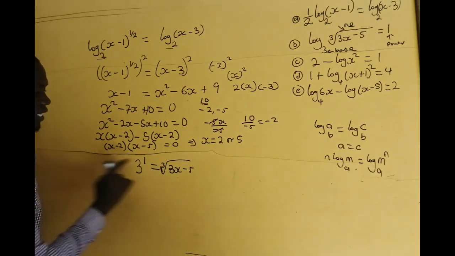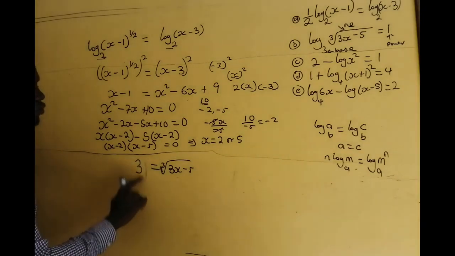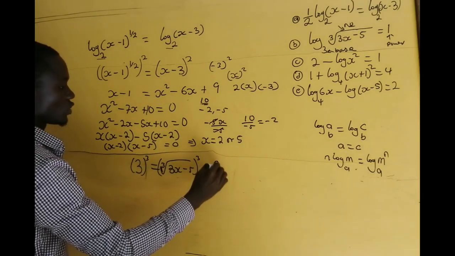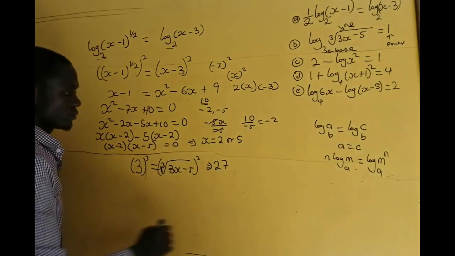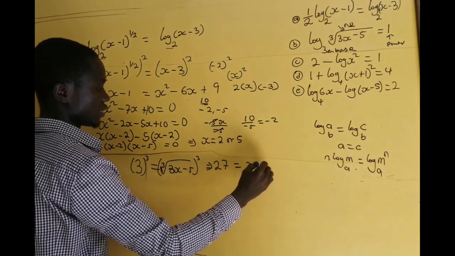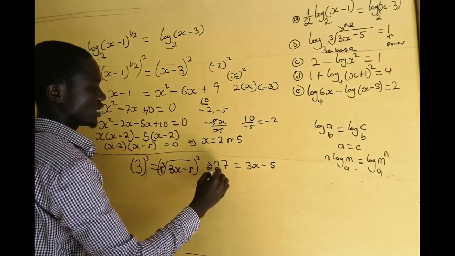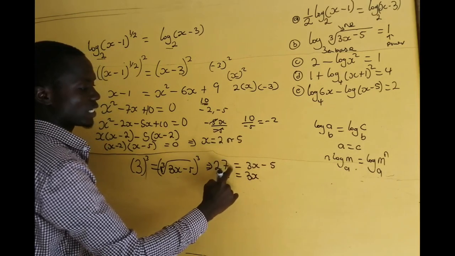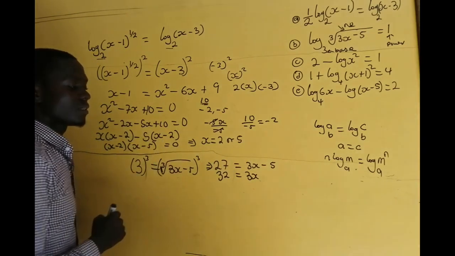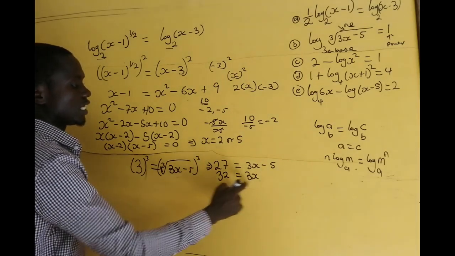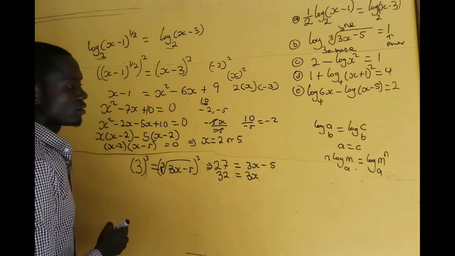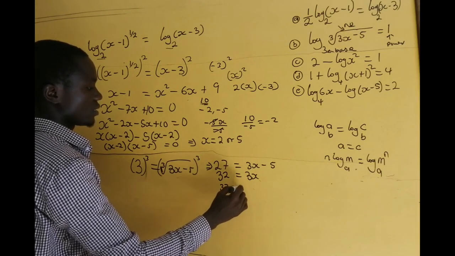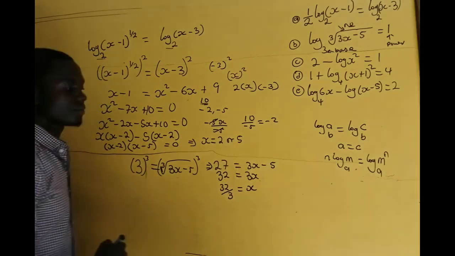3 to the power 1 is 3. So in order to remove the cube root, you cube both sides, which will give us 27 equal to 3x minus 5. If this one comes here, you're going to get 32 equal to 3x. Or minus 5 will come here to become positive. Positive 5 plus 27 will give us positive 32. If we divide both sides by 3, we have 32 divided by 3 is equal to x.